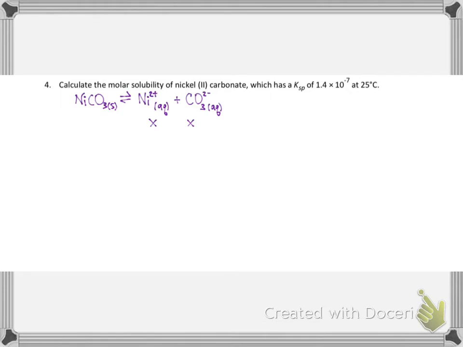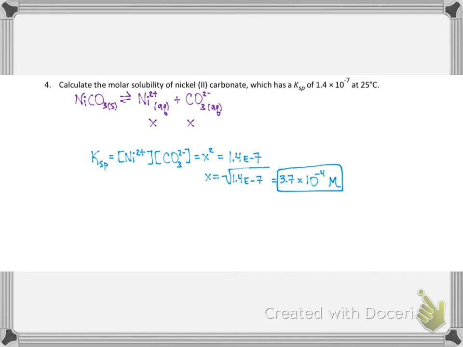So just like always, we make our tiny ICE table, and then we write our KSP expression. Rewrite KSP in terms of X, and plug in for X. Oops, did I say plug in for X? We don't know what X is. That's what we're trying to find. We do know our KSP value, though, so we know that X squared is going to be equal to 1.4 times 10 to the negative 7th. So we just need to take the square root to solve for X.